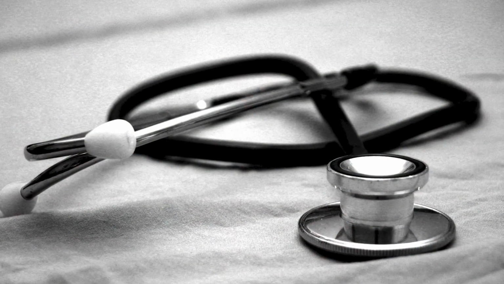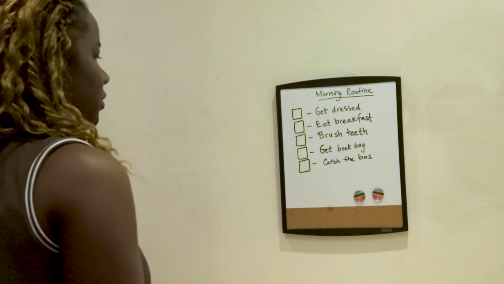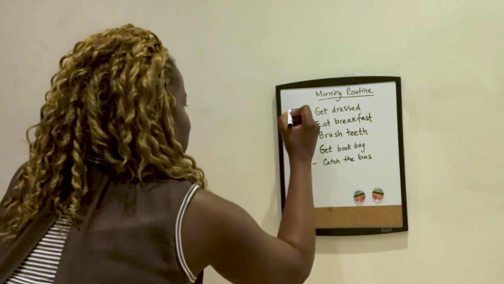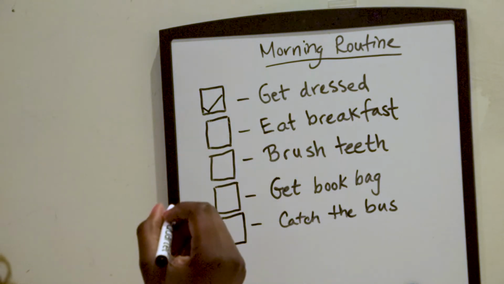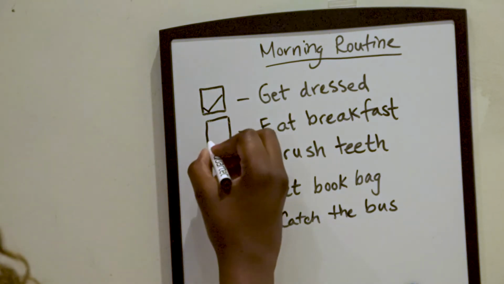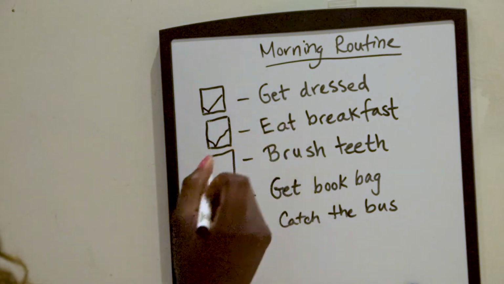As your child gets older, a visual schedule is still important, but may look different. This young woman uses a written list on a dry erase board, and independently marks them off as she completes each step in the routine.